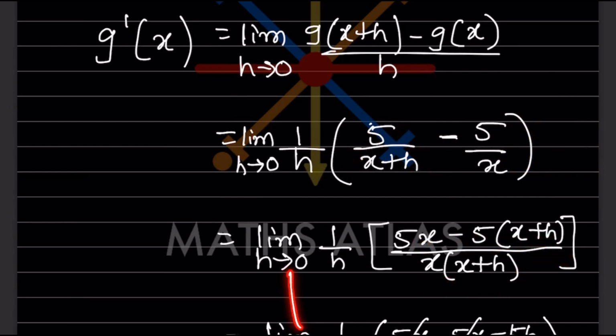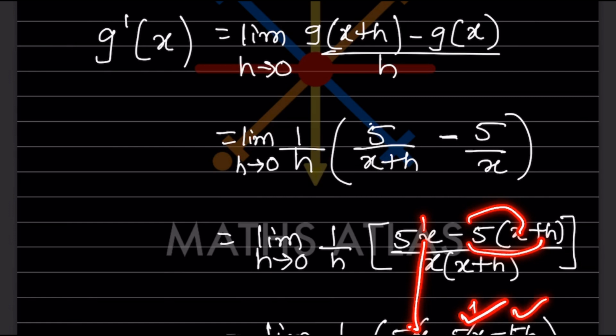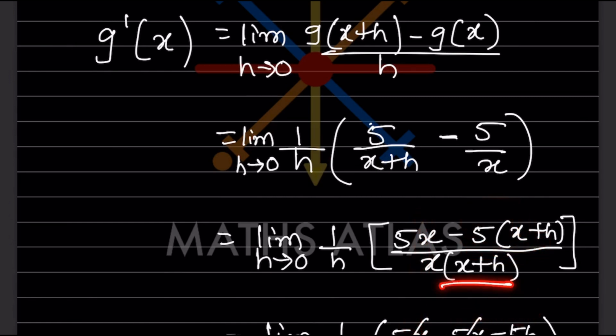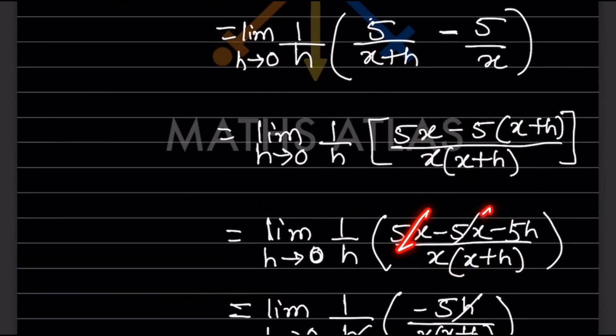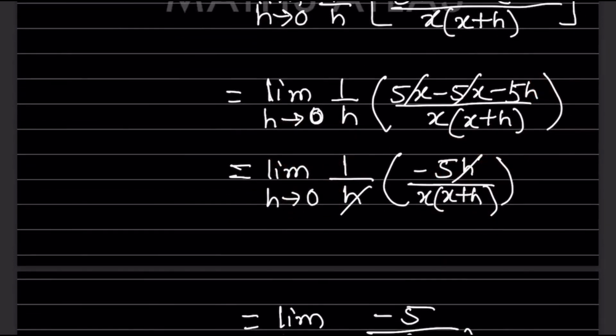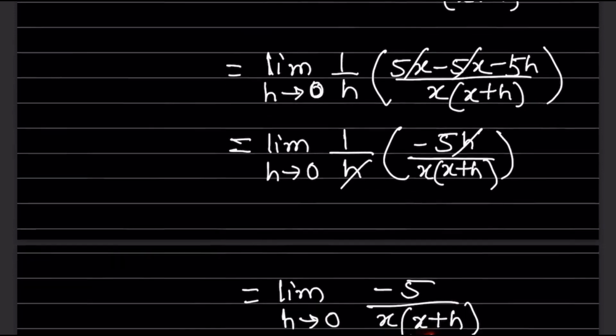So now this will be the same. Minus 5x. Remove the bracket, minus 5h. So now keep this as it is. So what cancels is this, both cancel. So what remains here is the same: 5x minus 5x cancels, and this is the same over here. So now what will you do? This h and h get cancelled because this is multiplication. So it is going to be minus 5 divided by x into x plus h.